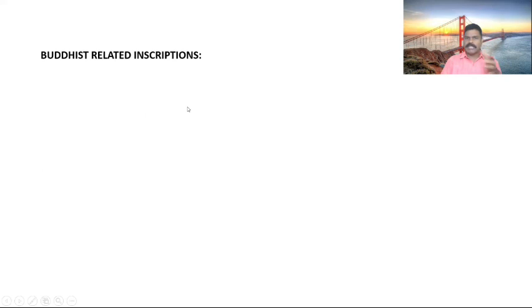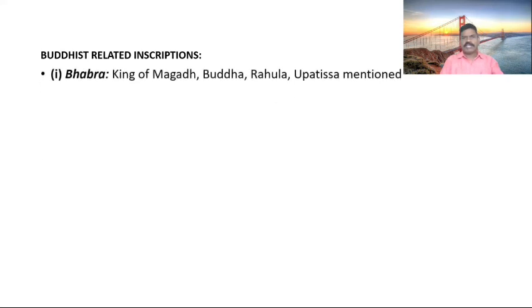Coming to the Buddhist-related inscriptions, the first is the Bairat inscription. The Bairat inscription mentions Ashoka as the king of Magadha, Magadha Laja. In the Bairat inscription he was called Magadha Laja, that is in Prakrit, which did not spell R. Upatissa is also mentioned here. Buddha was mentioned, Rahul was mentioned, Upatissa was also mentioned. He was also called Upagupta.